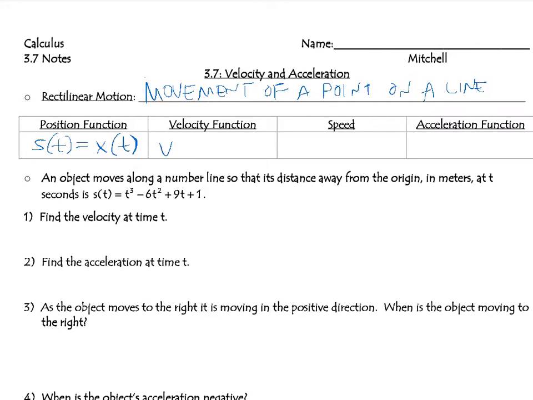Velocity, remember, is just the derivative of position. So remember, velocity is change in position over change in time. That's what we're talking about with the derivative of S of t. That's the change in position over change in time. Speed doesn't take direction into account like velocity does, so for that, it's always going to be positive. So we have the absolute value of velocity for our speed.